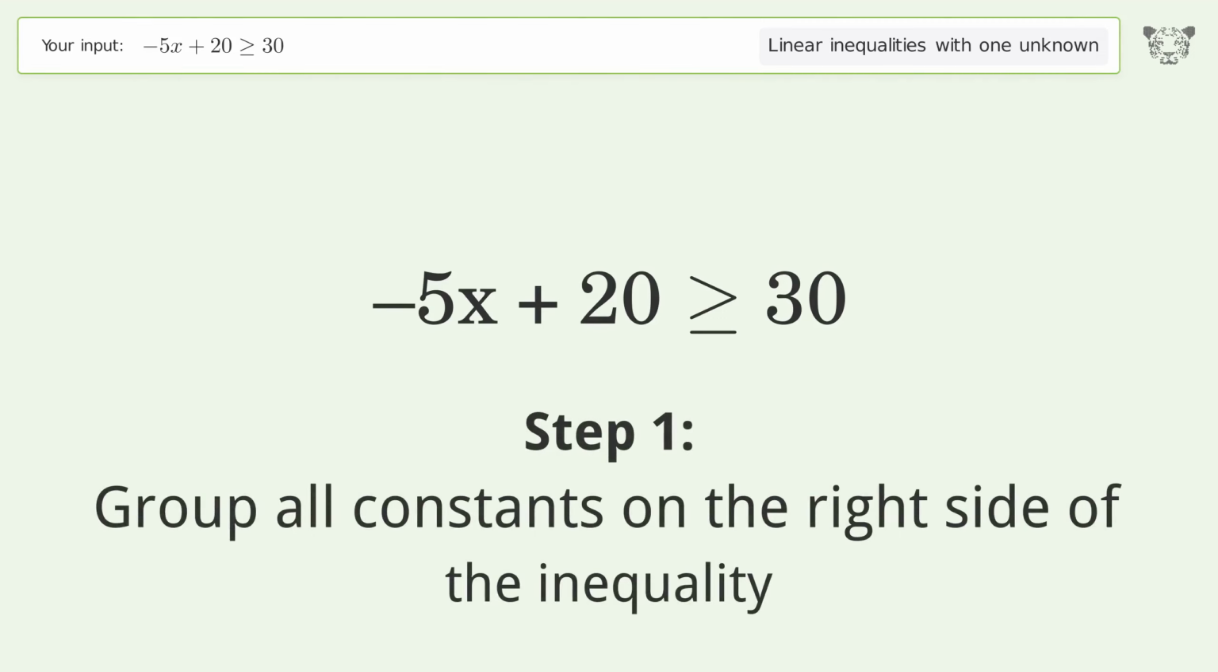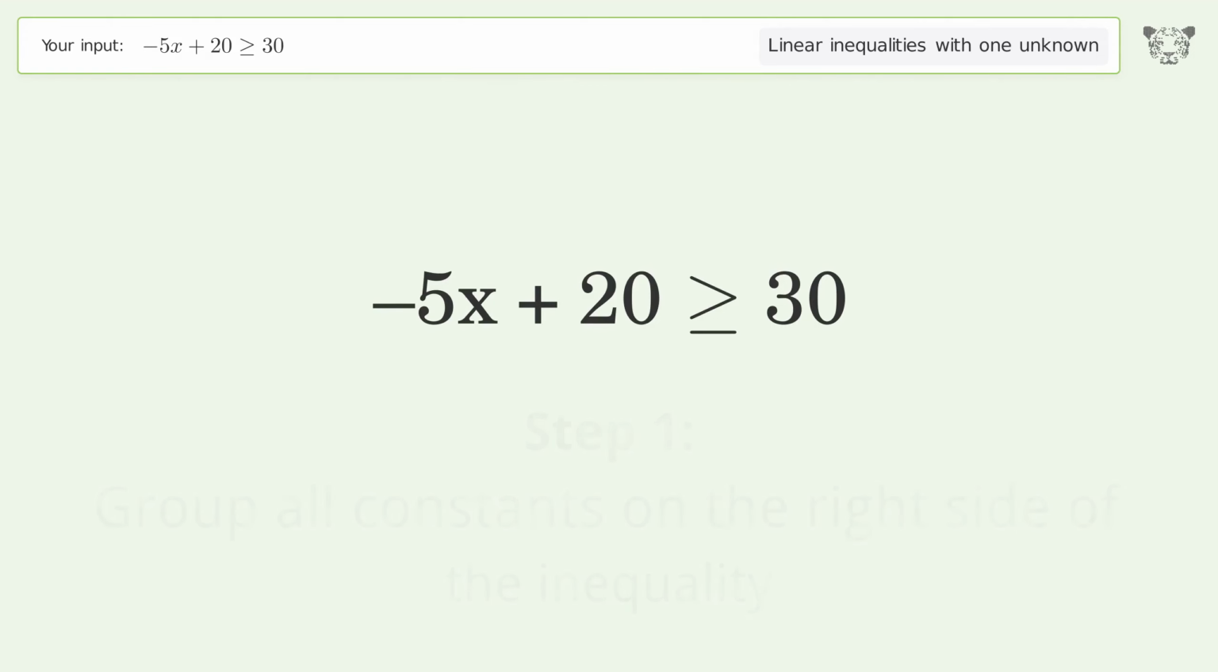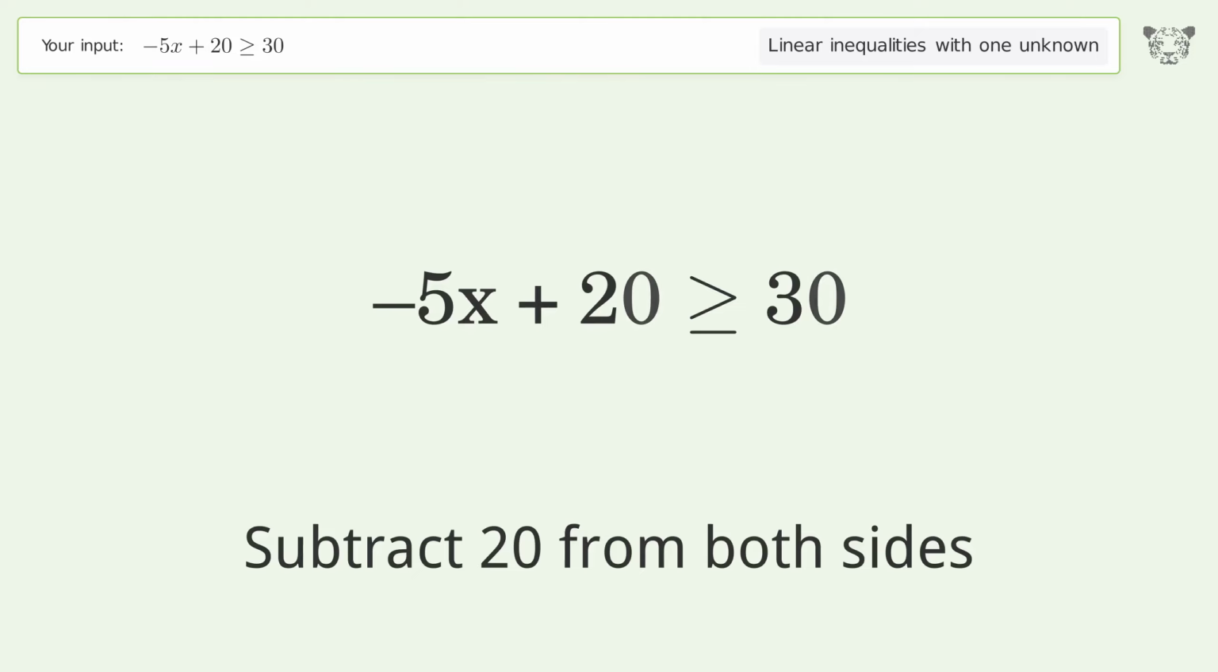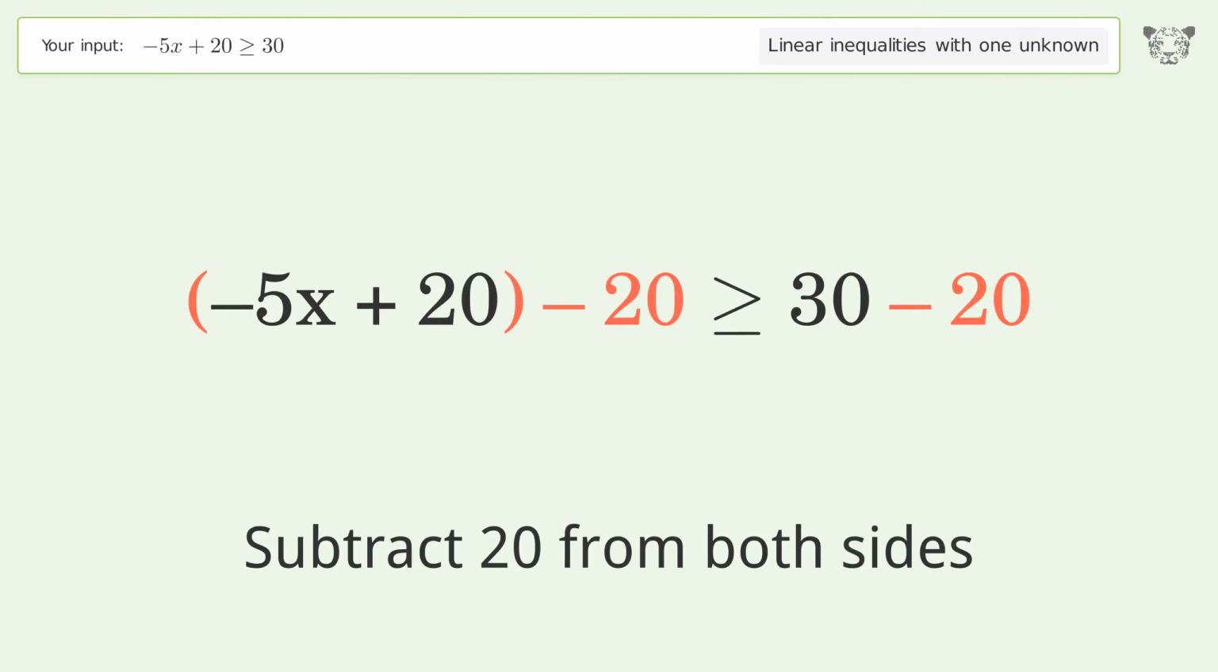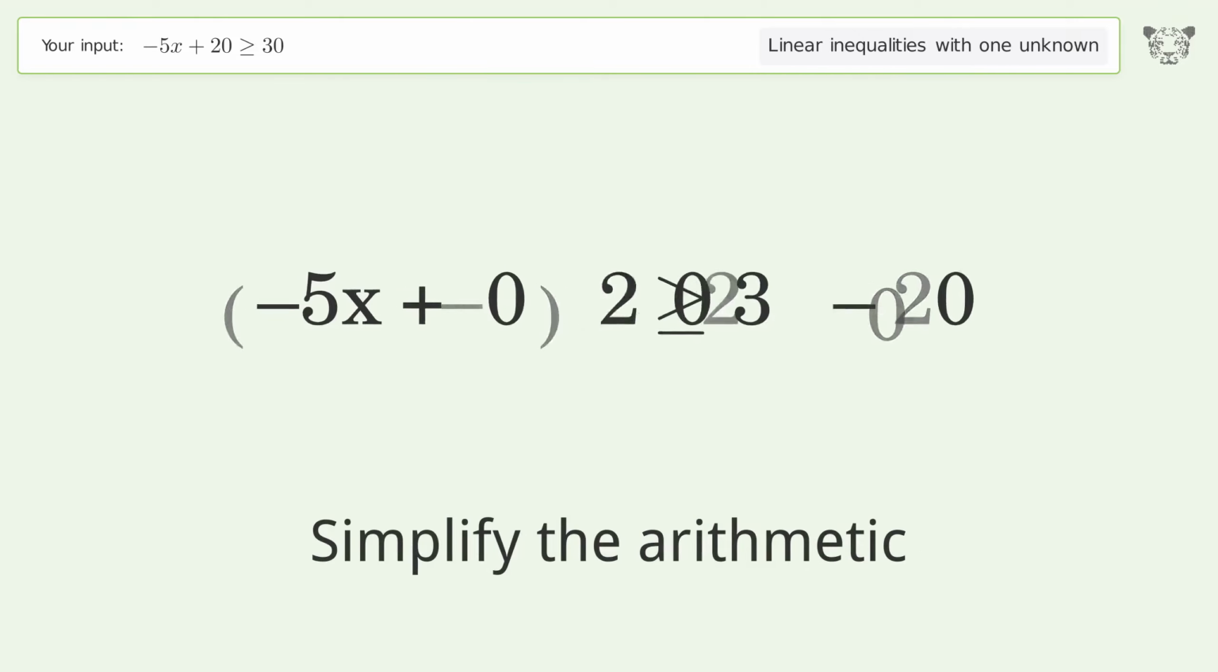Group all constants on the right side of the inequality. Subtract 20 from both sides. Simplify the arithmetic.